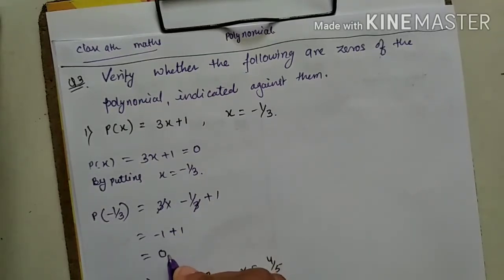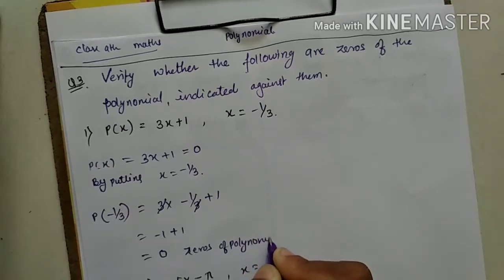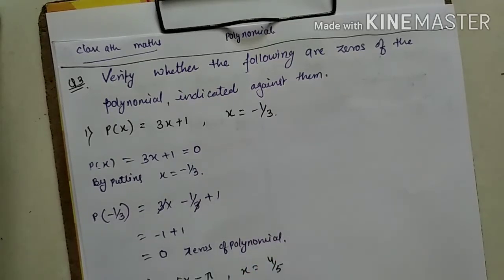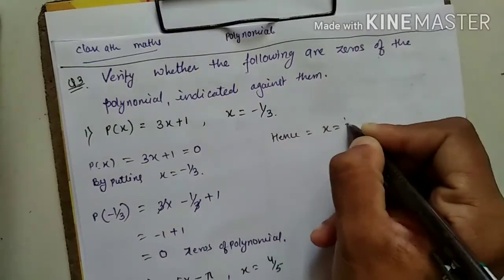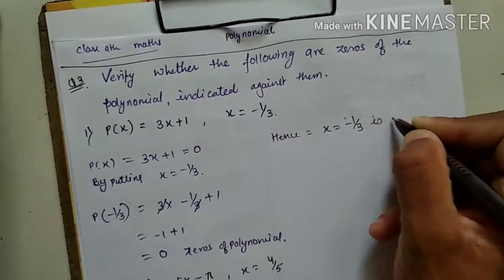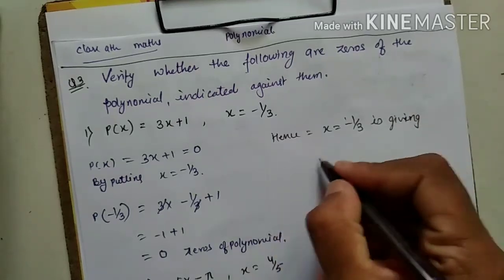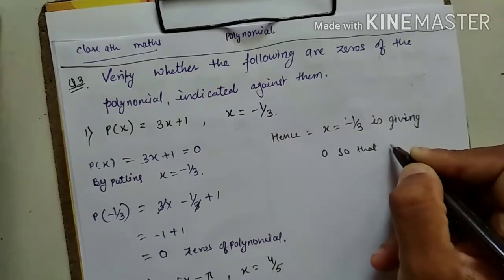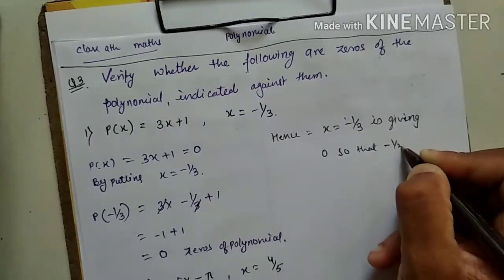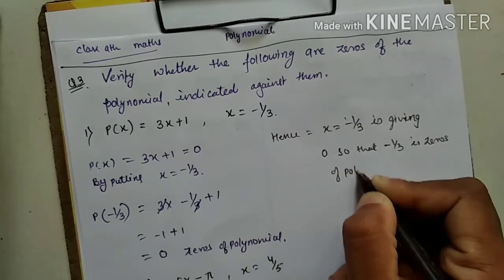So this is called as what? Zeros of the polynomial. So how will you write the answer? Hence, x equals to minus 1 by 3 is giving 0, so that minus 1 by 3 is the zero of the polynomial.